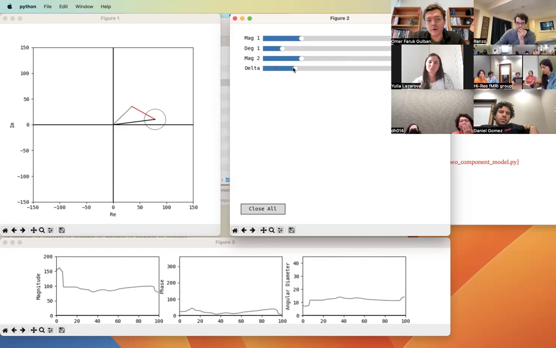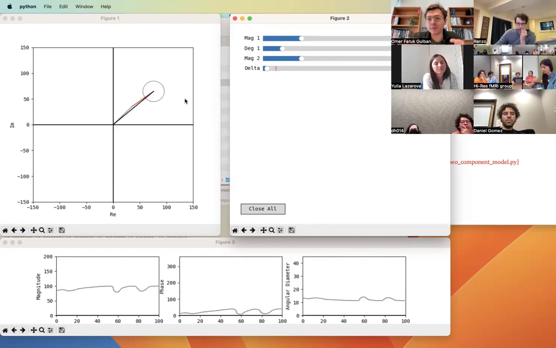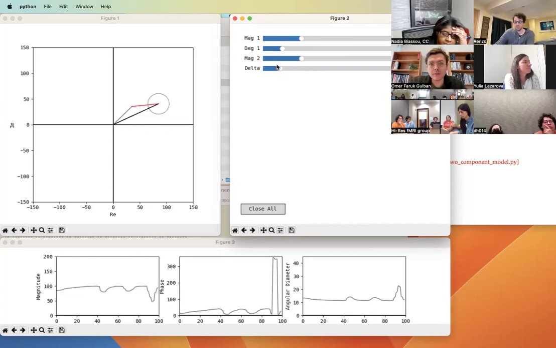Length, hopefully you see it here, not only the length of your black vector changes, but the phase of it also changes, right? And by phase, I mean just like the degree here.